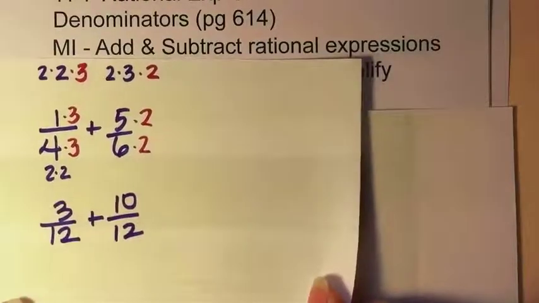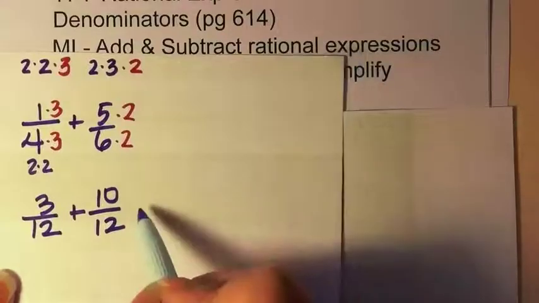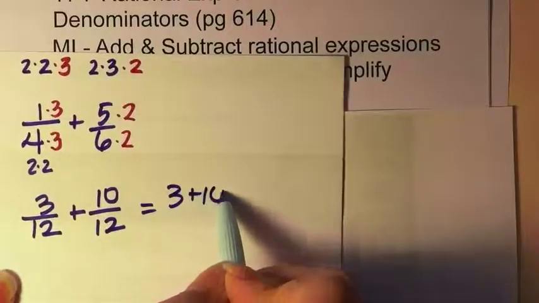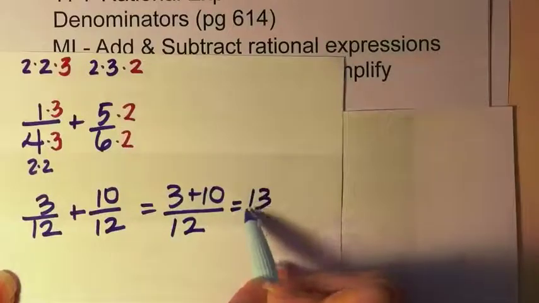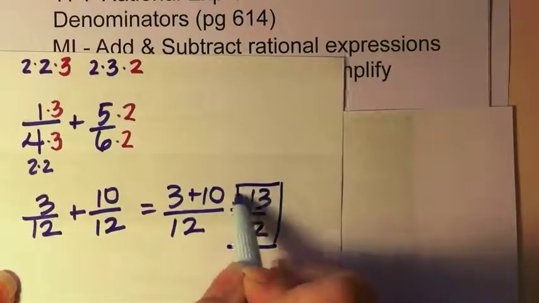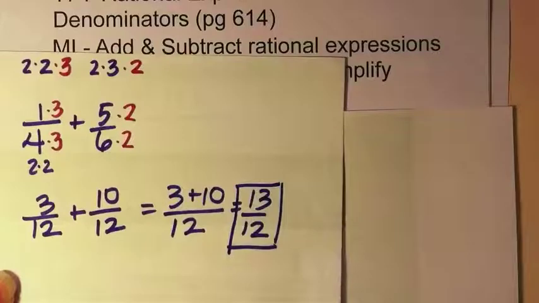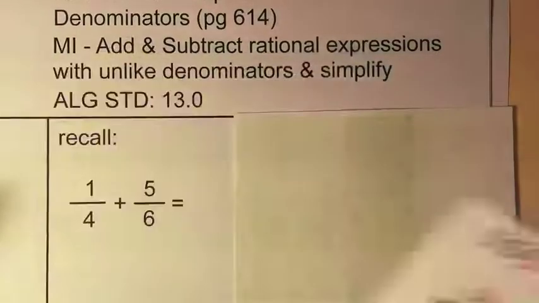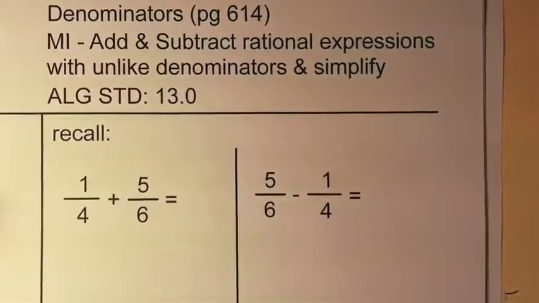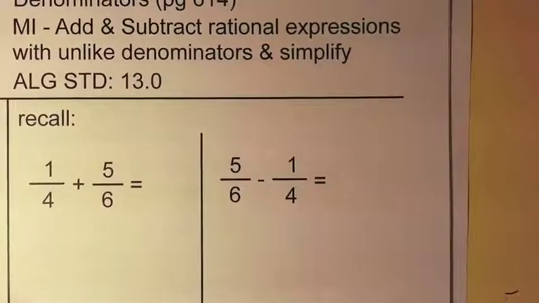Now to add, we would just simply go straight across. So 3 plus 10 over common denominator of 12. So this becomes 13/12, and we are going to leave them in improper form. Okay? So that's what our addition looks like. How would you do the subtraction problem? Let's go ahead and show you our subtraction problem. Our subtraction would be 5/6 minus 1/4.